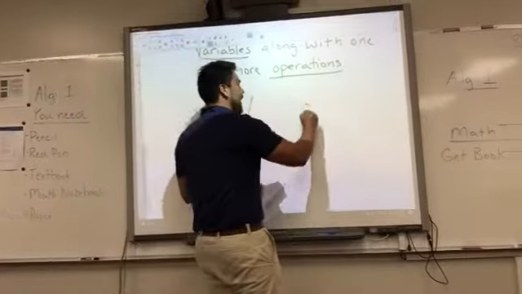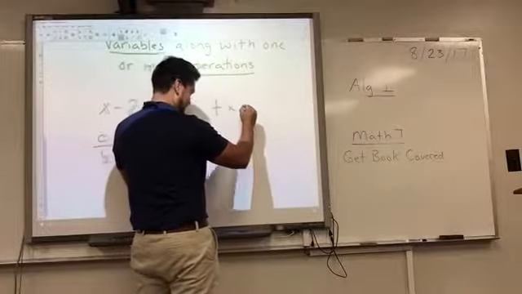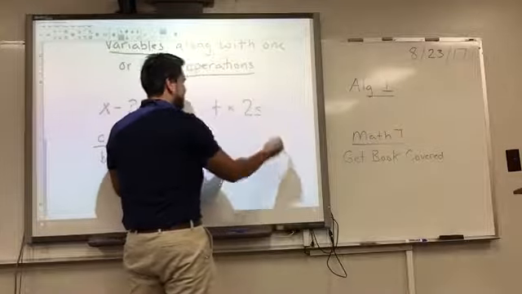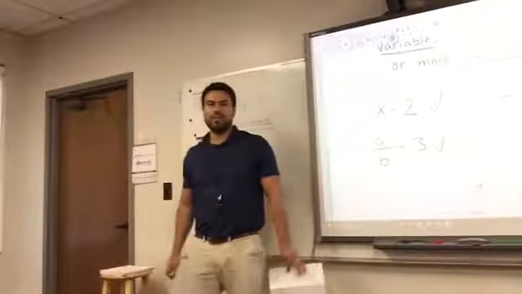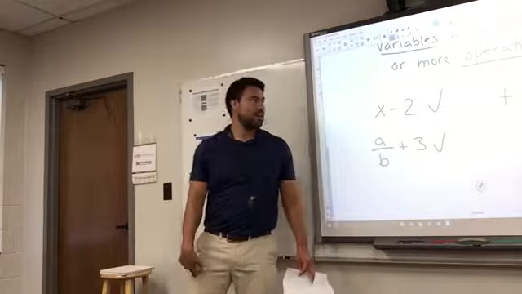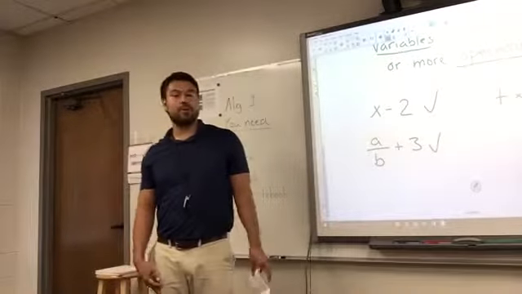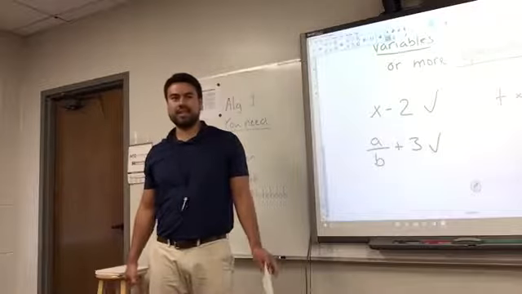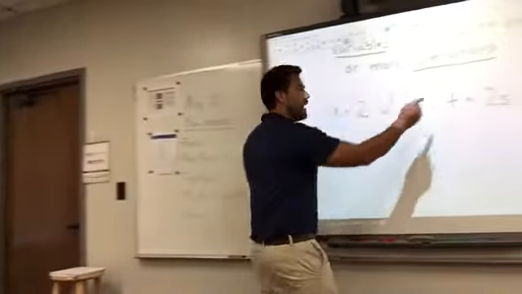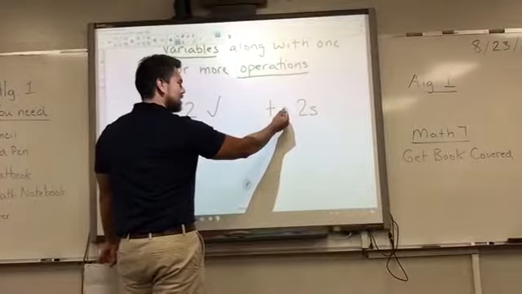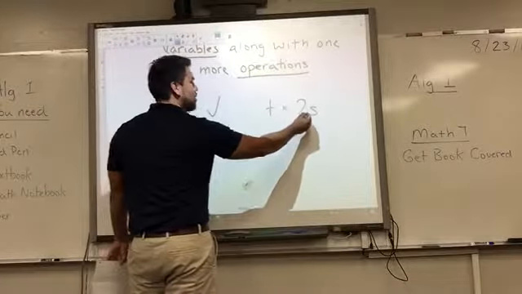Okay, and then we have, this one's a tough one. T times 2s. Does it have a variable? Check. Does it have a number? Check. Does it have an operation? Which one is it? How many times? Twice. Good. Oh, yeah, right here. Boom. But where's the other one? 2s. Oh, it's right here.